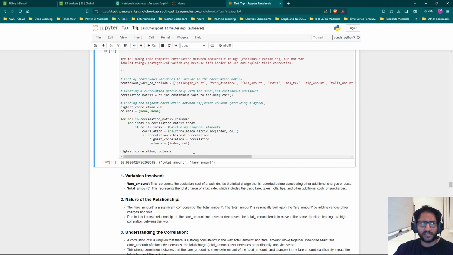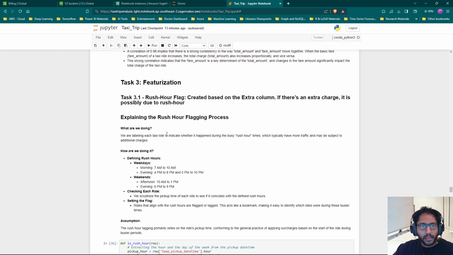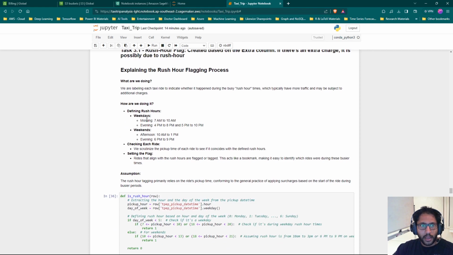I probably will be considering something like trip distance against total amount. In terms of featurization, I'm creating new features like the rush hour flag. I'm assuming that rush hours are between 7 and 10 a.m. during weekdays, and evenings like 4 p.m. to 8 p.m. I'm not too sure why I wrote both cases. I'll delete that.